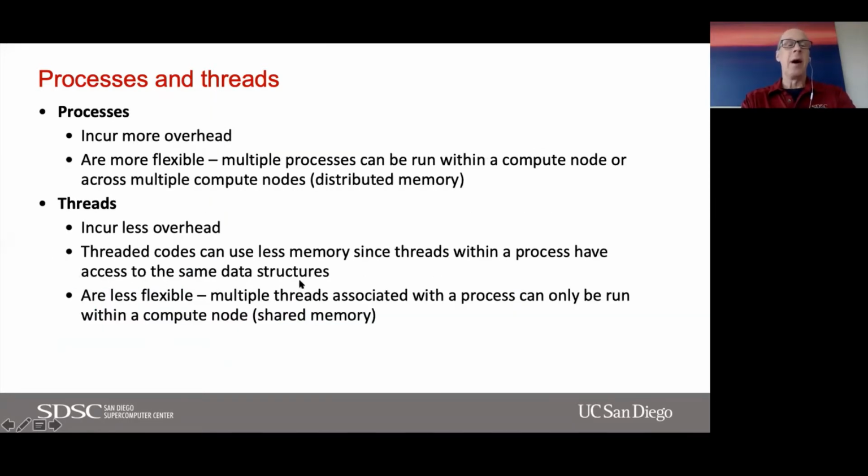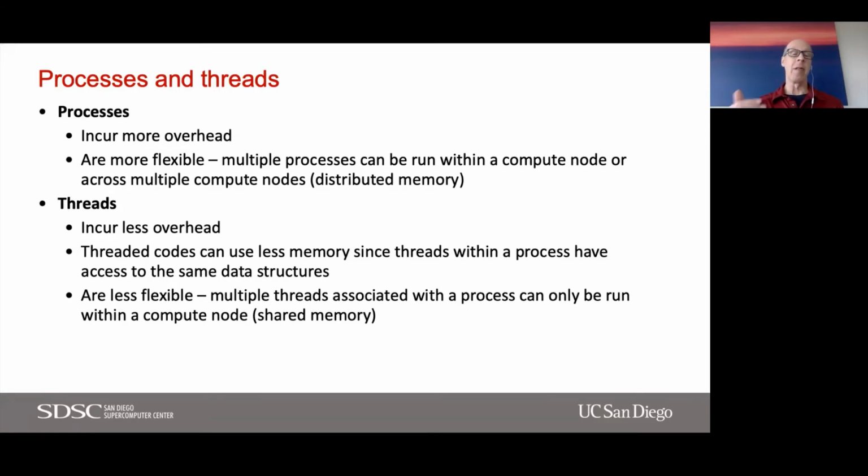Moving on, some of the key differences between processes and threads are summarized here. A process is going to incur more overhead. Processes are what we call heavier weight, but they're also more flexible. Multiple processes can be run within a compute node, or they can be run across multiple compute nodes, what we call distributed memory parallelism.